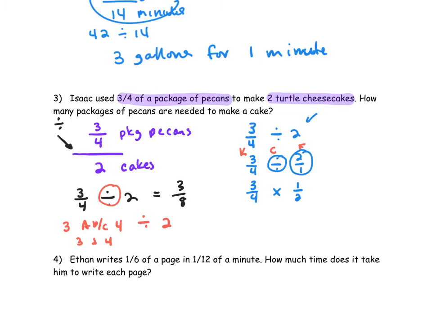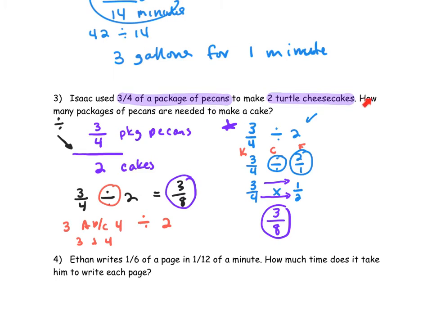We flip it over. And when we multiply fractions, we go straight across. We're going to multiply 3 times 1 to get 3, and 4 times 2 to get 8. So both times we came up with the same answer. So this is what you're going to have to do if you don't have a calculator. So let's go one more time and talk about what this means.